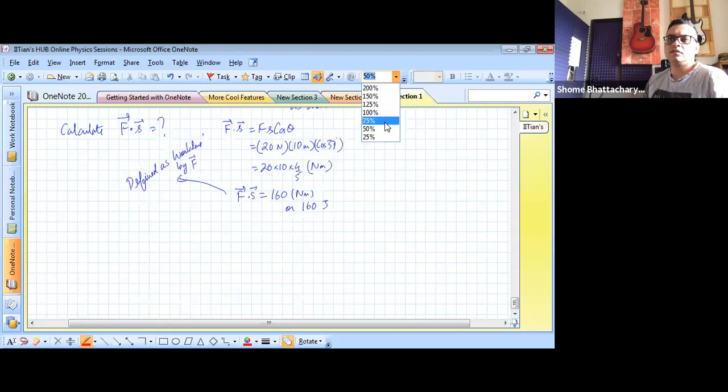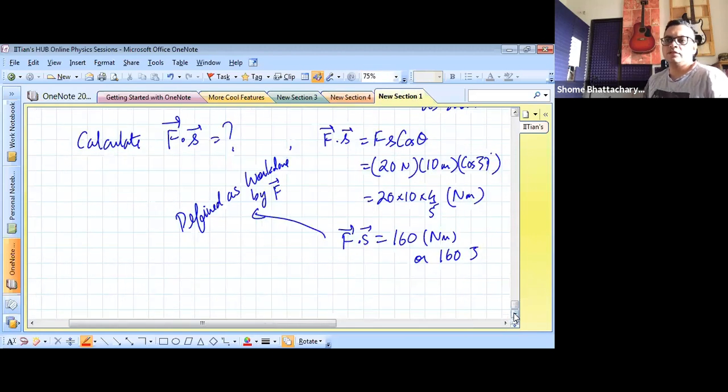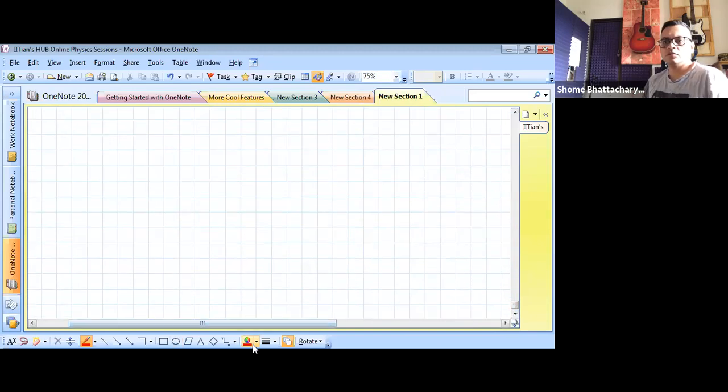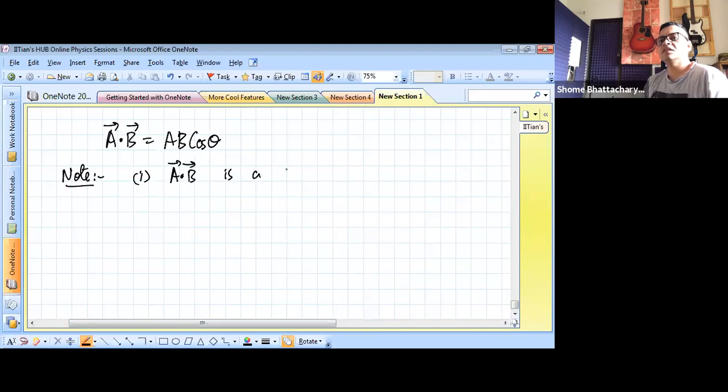So next I'll look at a few more things about dot product from the definition. So A dot B is equal to AB cos theta. Let's understand a few aspects about dot product from this. So the first thing is that A dot B is a scalar, okay, because it is AB cos theta.